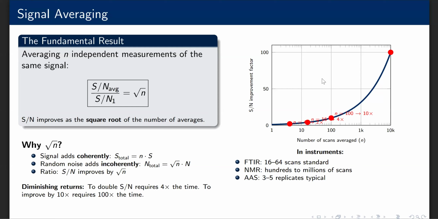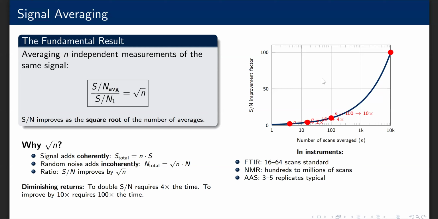The plot on the right illustrates the diminishing returns. To double S over N, you need 4 averages. To get 10 times, you need 100 averages. To get 100 times, you need 10,000 averages. This is why NMR experiments can take hours to days. You're trying to get signal-to-noise improvements of 1,000 or more, which gives us common instrument practice where FTIR typically averages 16 or 64 scans. NMR can average hundreds of thousands of scans for difficult experiments. Atomic absorption spectroscopy typically uses 3 to 5 replicates for routine analysis.